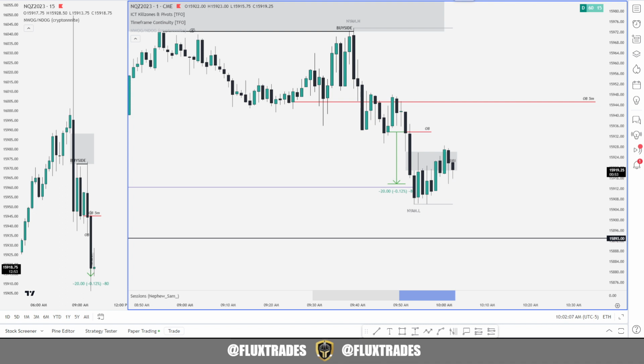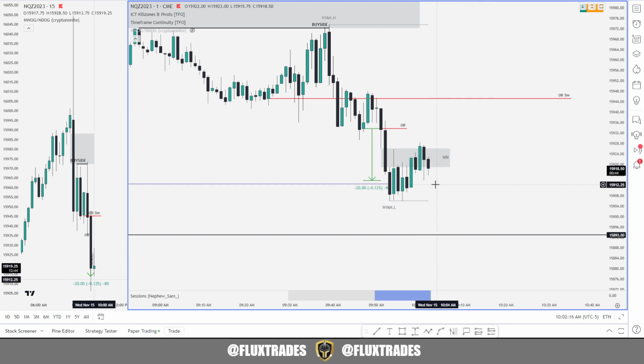Probably something in there. I'm trying to scroll around and look. Anyways, so we're filling majority of this gap. Watch the fractal market maker sell model in here. Just took out the short-term buy side. So 15,893 still on deck.